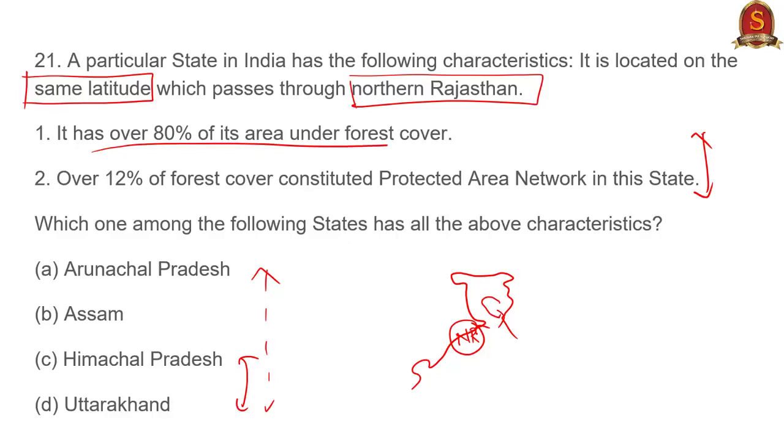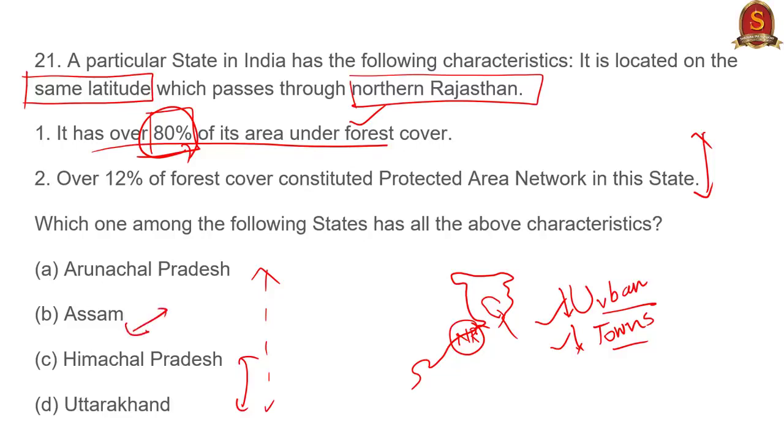Now look at option 1, the first statement. It is 80% of its area under forest cover. Now, if the state has low rates of urbanization, if the state has a small number of renowned towns, then you definitely know that the state will have a large amount of forest area. You need not worry about whether it's 85% or 86%. I don't know the forest area in Assam, I don't know the forest area in Himachal Pradesh.